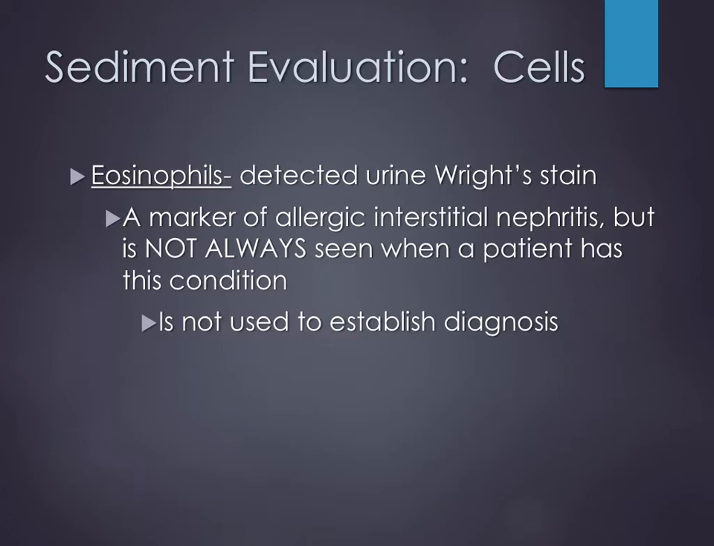Eosinophils are detected in urine using something called Wright's stain. Now, this is typically a marker of allergic interstitial nephritis, but it is not always seen when a patient has this condition. So, therefore, it's not used to establish the diagnosis.